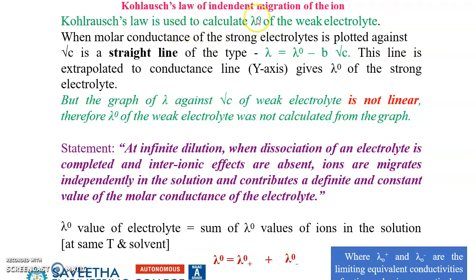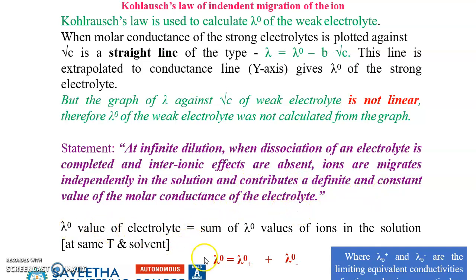What Kohlrausch's law states is that each ion moves independently of its coion, especially at infinite dilution. Okay, so at infinite dilution, when dissociation of an electrolyte is complete, the interionic effect also vanishes. And ions migrate independently in the solution and contribute a definite and constant value to the molar conductance of the electrolyte.